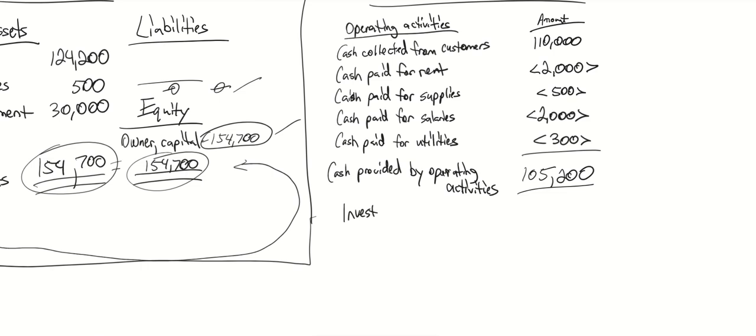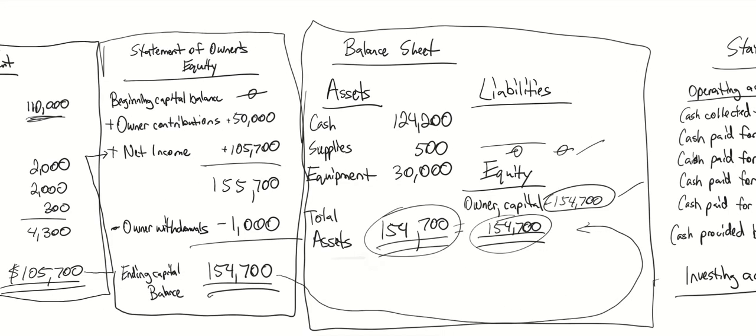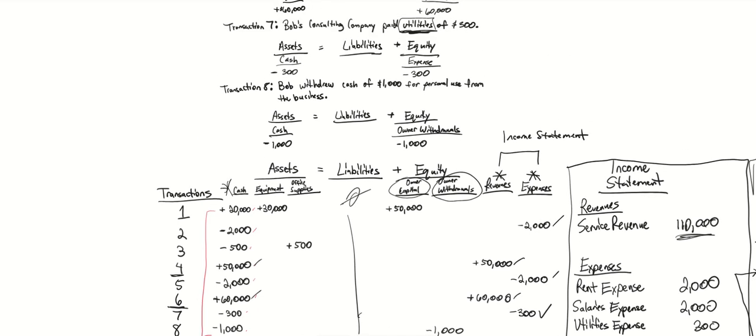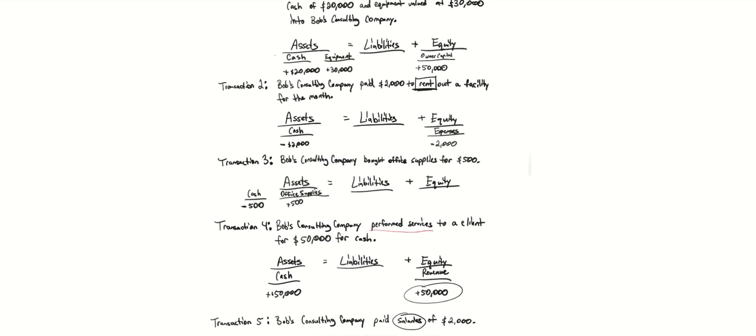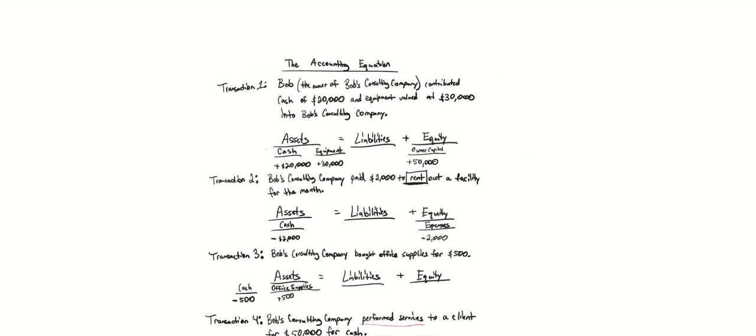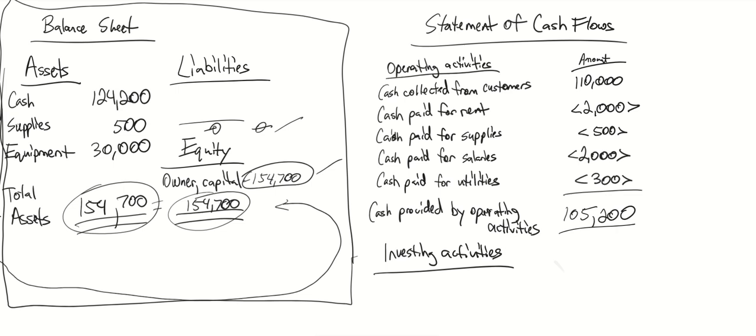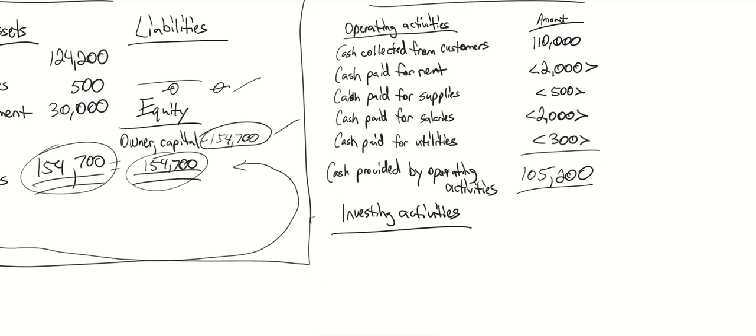Now we got the investing activities. All right, so this is where I now got to go back and see about the investing activities. So the only thing I see is the equipment. Okay, the equipment is the only thing that I see, but the equipment shouldn't be there because cash was not sent to get the equipment. The equipment was contributed into the business already. So I'm actually going to put on here 0.